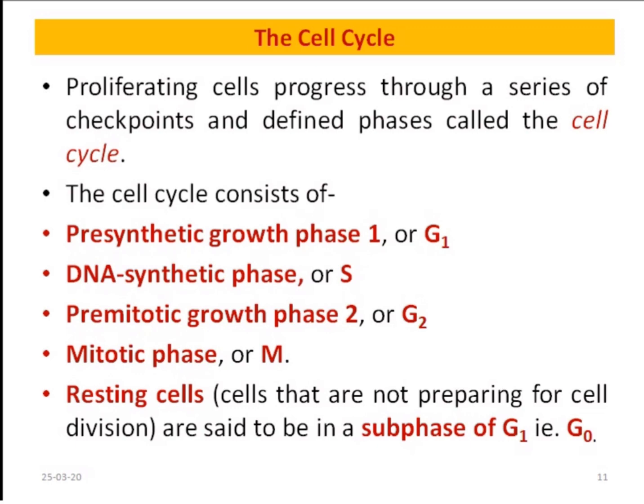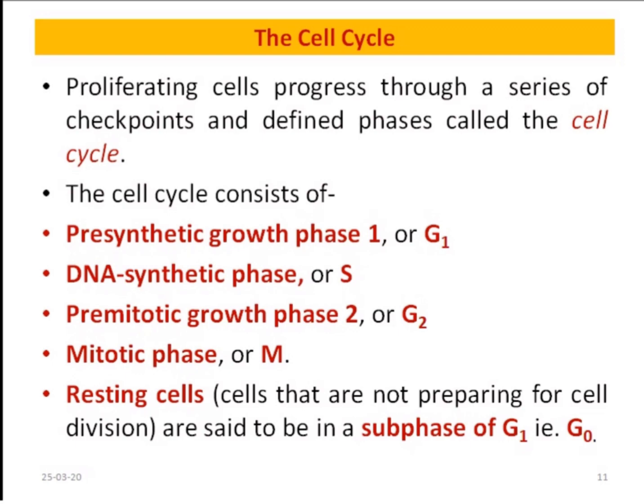Like that, this whole cell cycle will be divided into the pre-synthetic growth phase, DNA synthetic phase, pre-mitotic growth phase, mitotic phase, or resting cells, or G0. So we can call it G0, G1 phase, S phase, G2 phase, M phase, and G0 phase. In the coming slides, I will show you the diagram of the cell cycle, by which you can understand better which part of the cell cycle is being controlled by what, right?